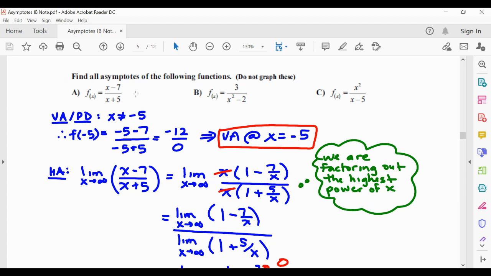So we're going to look at example A here, (x - 7) over (x + 5). We need to find all of the asymptotes. So first we're going to look for vertical asymptotes or point discontinuities, which is a fancy name for holes.